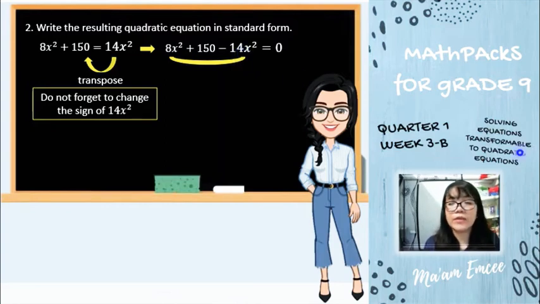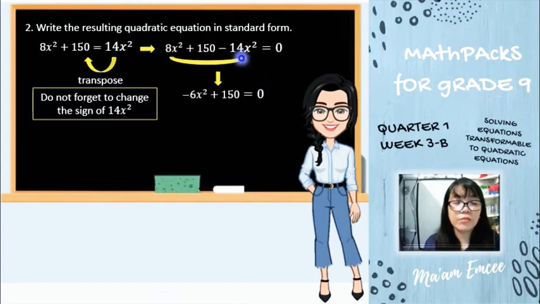14 minus 8 is equal to 6. Then we copy the sign of 14 because 14 is bigger than 8. So that makes negative 6 as the sum of 8 and negative 14, or the difference between 8 and 14. Then we copy their common variable and exponent, which is x squared. So we have negative 6x squared. Then we copy 150 equal to 0.